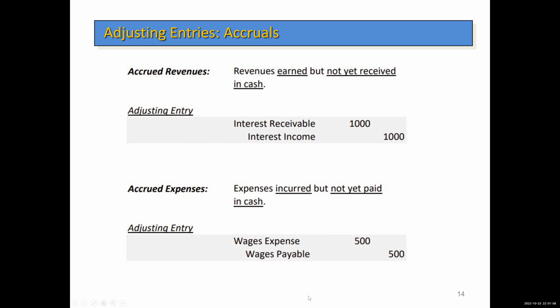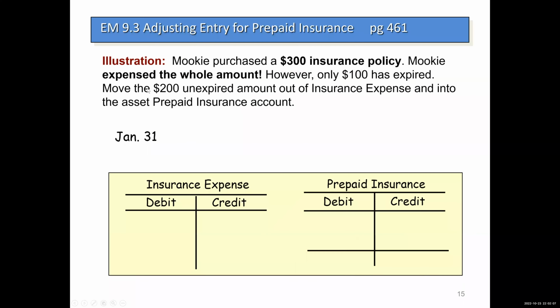Now, that is the basic theory that we teach you in financial accounting. Now let's go to Mookie. Okay. Now in E M 9-3 on page 461, you're supposed to prepare an adjusting entry for prepaid insurance. Okay, well, this is fine so far. Mookie purchased a $300 insurance policy. Okay, so what did I tell you before? That when you buy an insurance policy, you own that policy, and you're supposed to debit the asset prepaid insurance, right? Well, Mookie didn't do that.